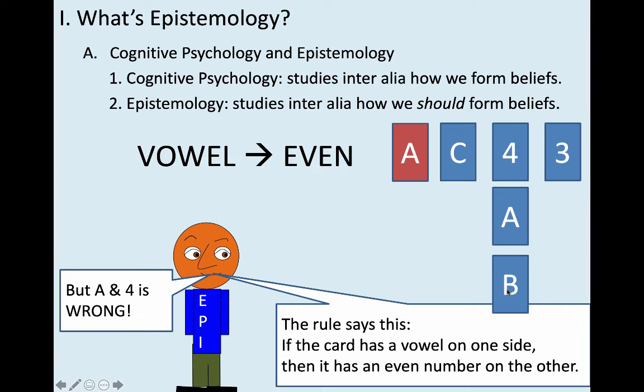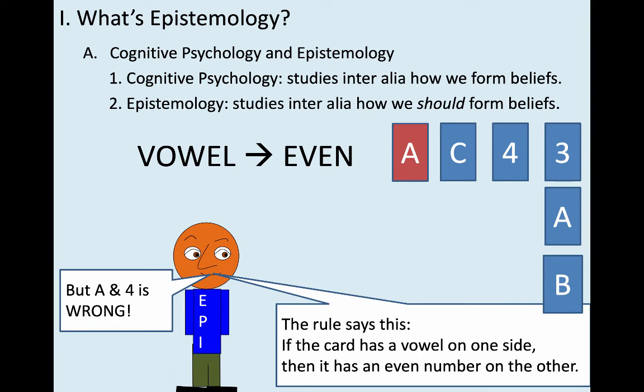So having a B paired with a 4 is perfectly fine. This rule allows that you can have a consonant paired with an even. It just says you can't have a vowel paired with an odd. Consonant paired with even is okay. Vowel paired with even is okay. What's not okay is vowel paired with odd. And there's no way you could have a vowel paired with an odd on the opposite side of the 4, because 4 is even. So you don't need to turn over card 4.